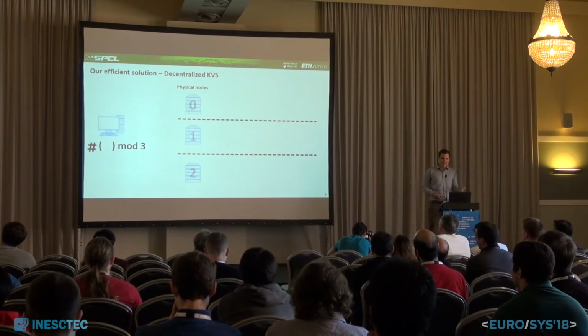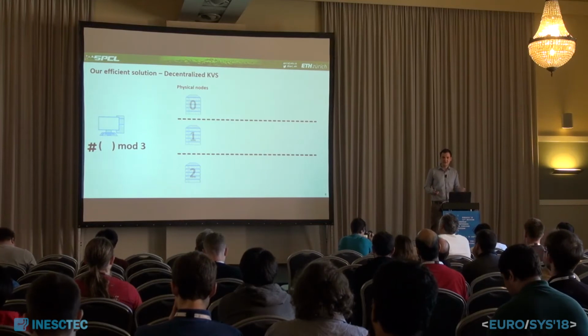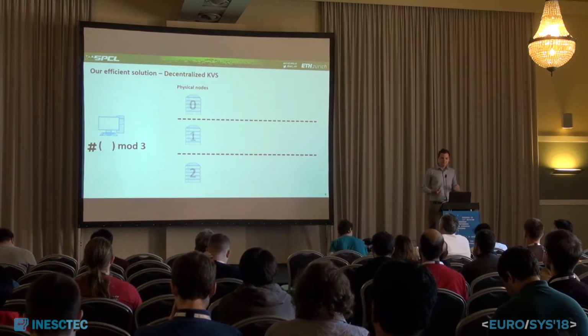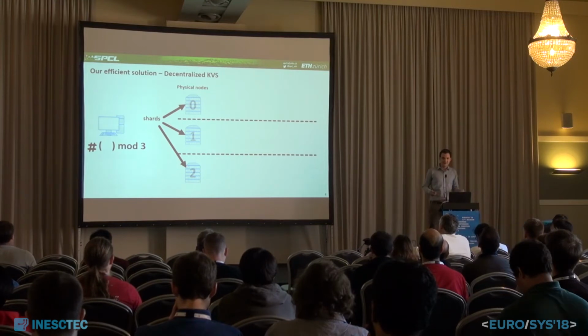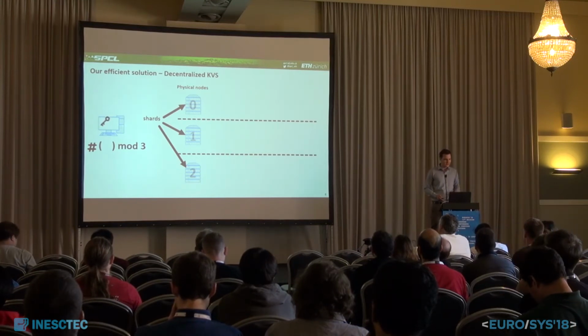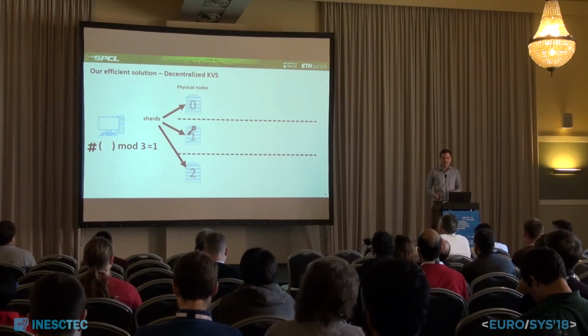So I can talk a lot about all the challenges, but now I'd like to focus on the solution. The key to achieving high performance is to reduce communication overhead. So we chose a decentralized architecture where we have assigned key shards to the physical nodes, and the client applies a hash function to the key and then directs its request to the required machine.